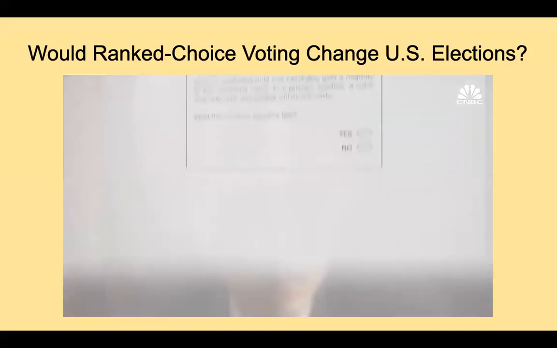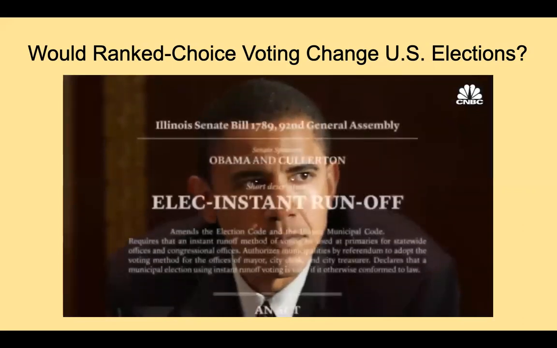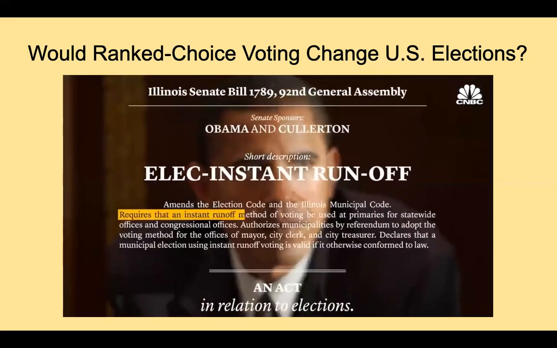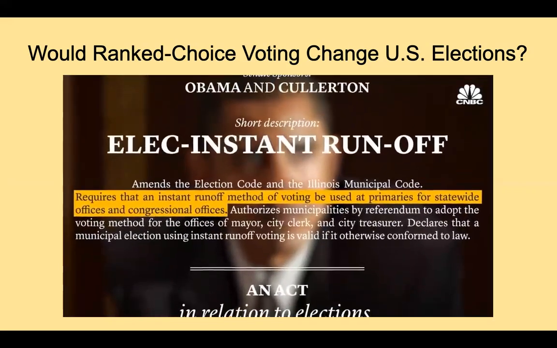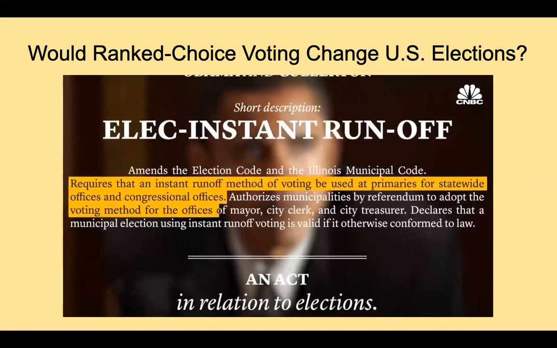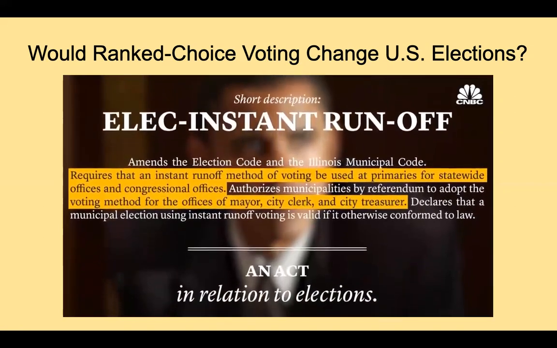And that same year, then Senator Barack Obama introduced SB 1789 that would have created instant runoff voting for Congress and state primaries, as well as authorized it for local elections.